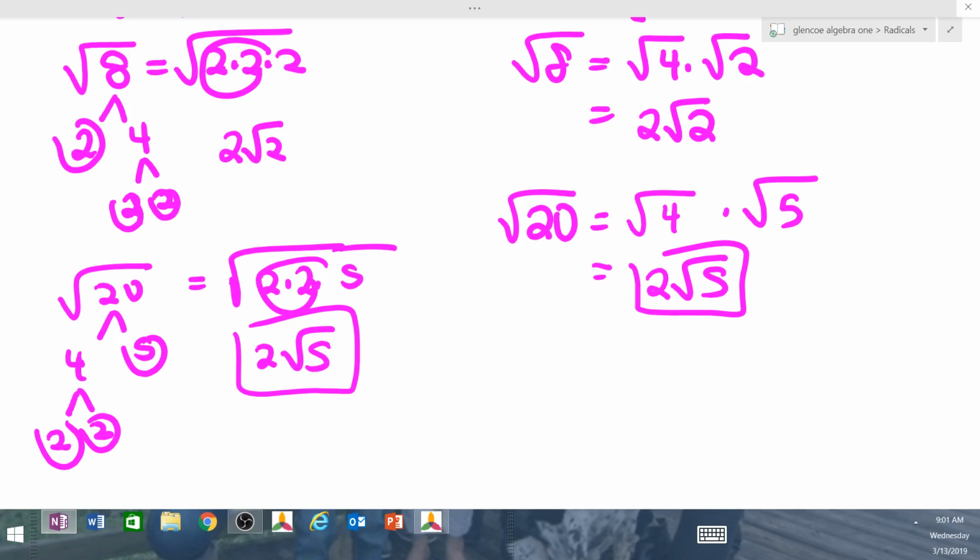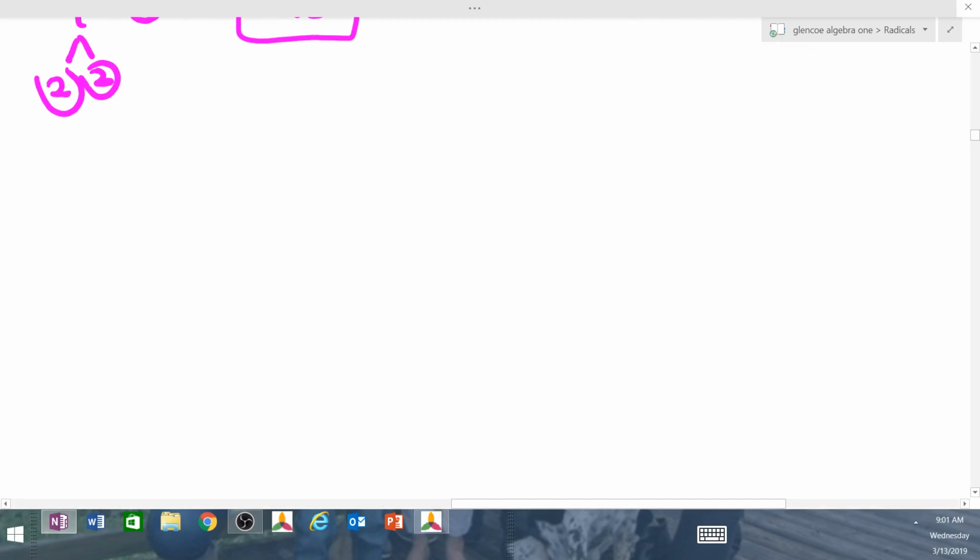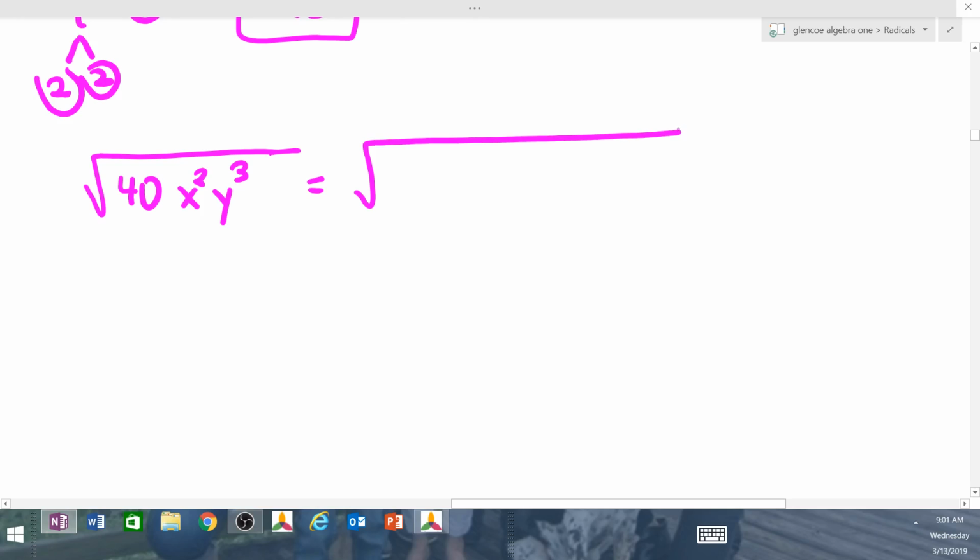So I'm going to go ahead and resume teaching it by using prime factorization. Let's add something into it. So let's add another example in here. Let's make it the square root of 40 x squared y cubed. So now watch what happens when I go to prime factor this. 2 times 2 times 2 times 5 times x times y times y times y.